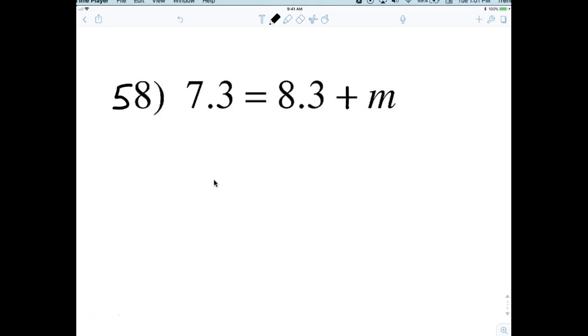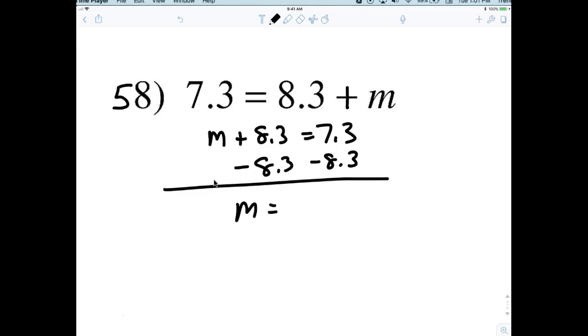Now, rewrite it here. Let's rewrite it as m plus 8.3 equals 7.3. Subtracting 8.3, subtracting 8.3. So is the answer positive or negative? Negative. Negative 1. All right. Yes, hopefully it's getting simple. After 100 and something problems, should be a little better.